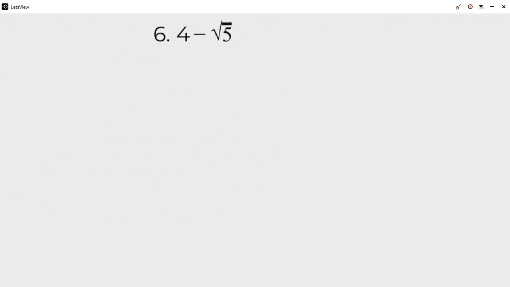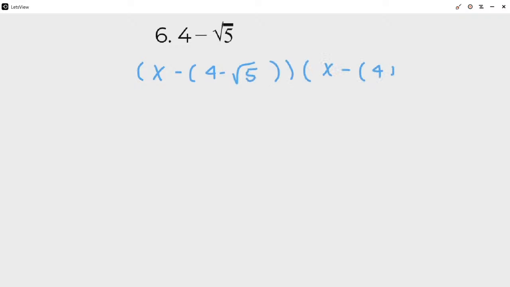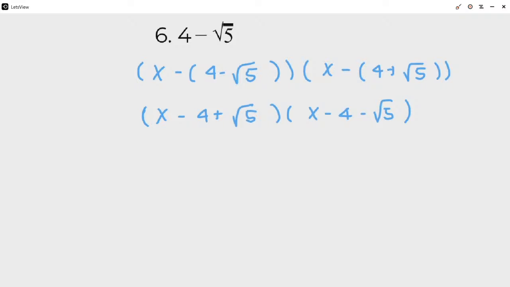Okay, next we're given 4 minus rad 5 is a 0. So that would be x minus (4 minus rad 5). And that means we also have x minus (4 plus rad 5). So we have the conjugate. So I'm just going to rewrite this without all the parentheses. So that's x minus 4 plus rad 5 and x minus 4 minus rad 5. Okay, and when we multiply these this could actually be a difference of two squares again.